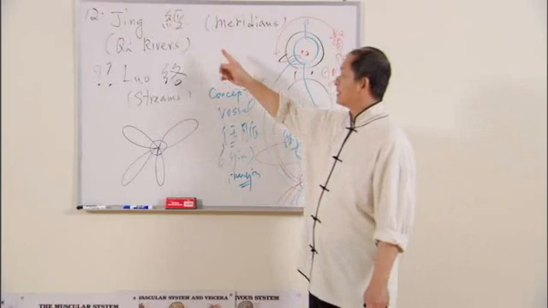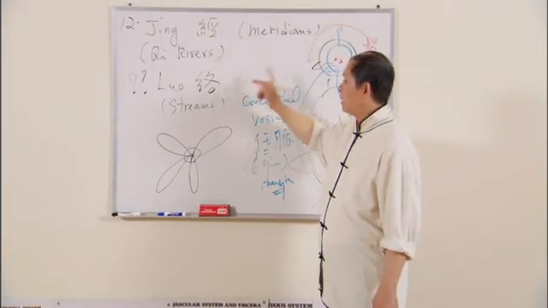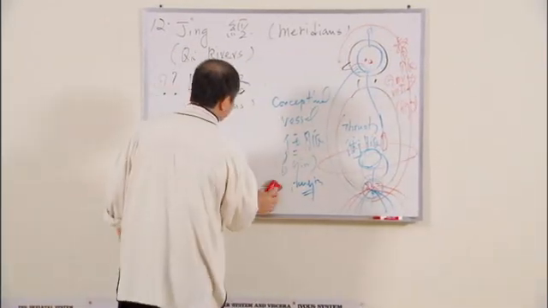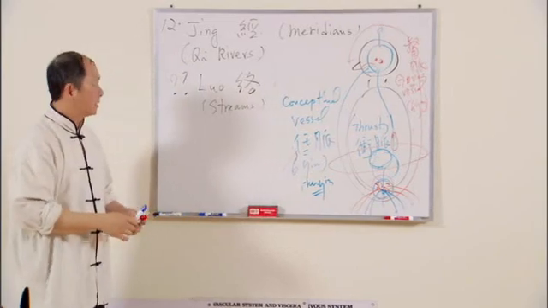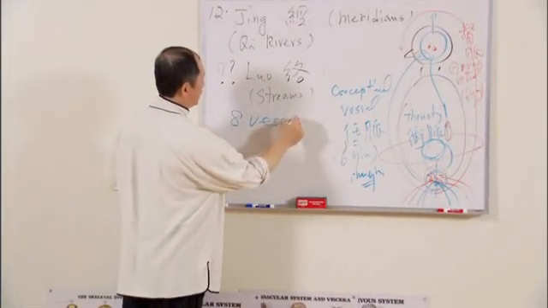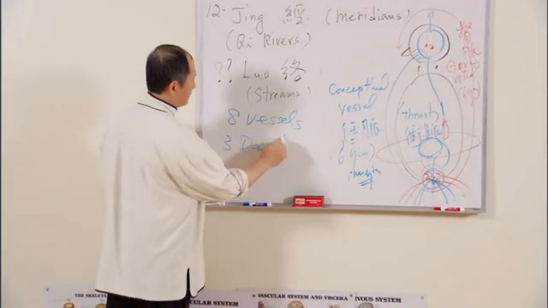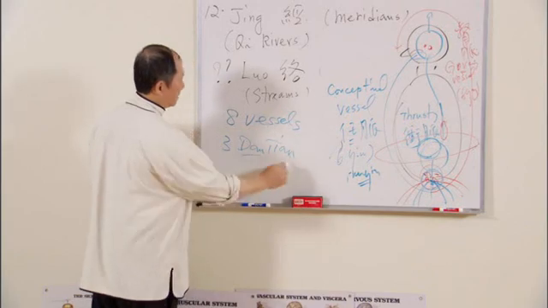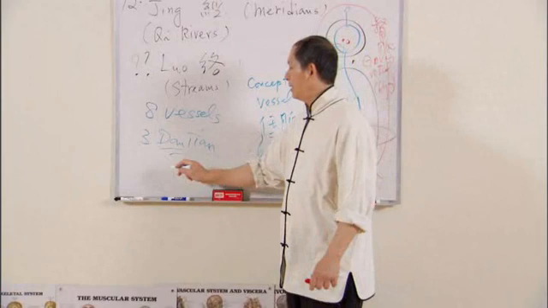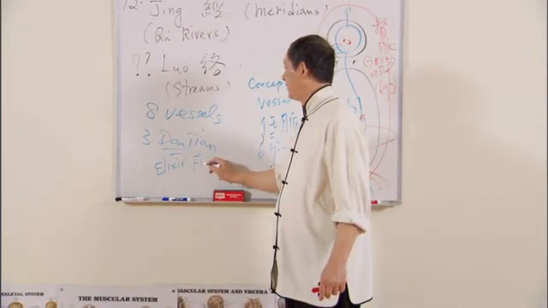All right. Now you understand Jing, you understand law streams, you understand 8 vessels. But most important thing you understand is not these 3 only. Okay, now put the 8 vessels here. Now you have a 3 dantian. All right, let's try to see what is 3 dantian. Dan, that means elixir. Tian, that means field.